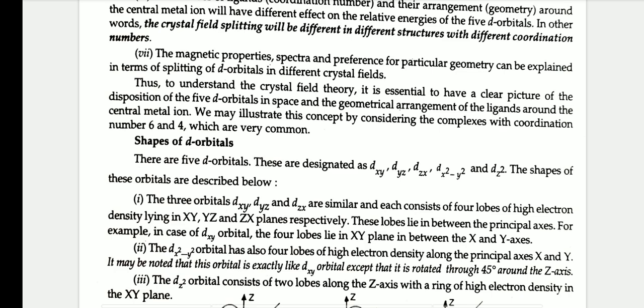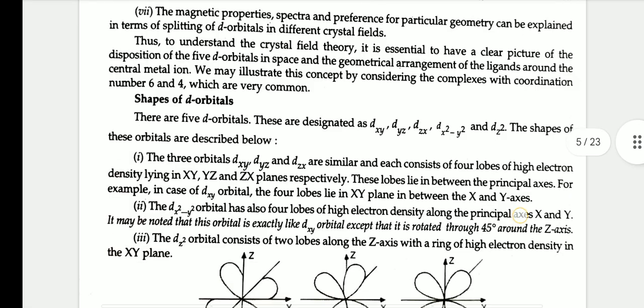The dx square minus y square orbital also has four lobes of high electron density, along the principal axes x and y. It may be noted that this orbital is exactly like the dxy orbital, except that it is rotated through 45 degrees around the z-axis. The dz square orbital consists of two lobes along the z-axis with a ring of high electron density in the xy plane.